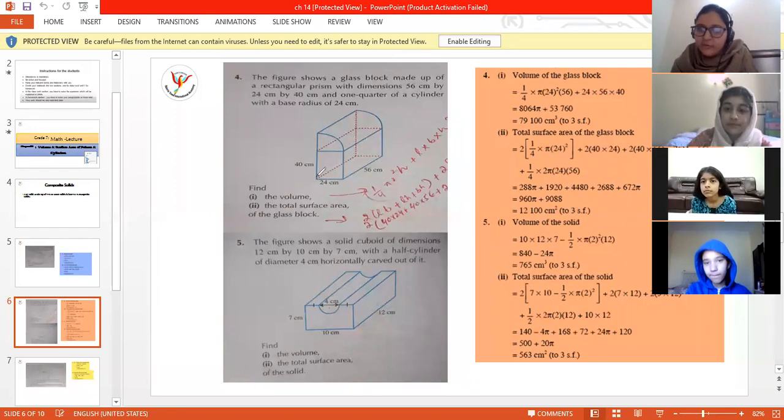It is made up of a rectangular prism. This is a rectangular prism. Now he is saying it has dimensions 40, 24 and 56, and a quarter of a cylinder. If you can see, on the upper side of this rectangular prism, there is a quarter cylinder, right?